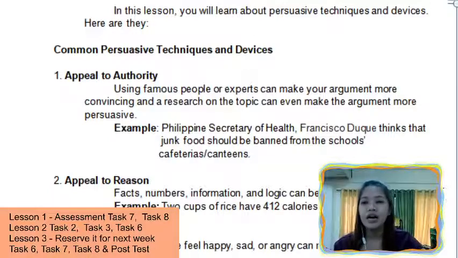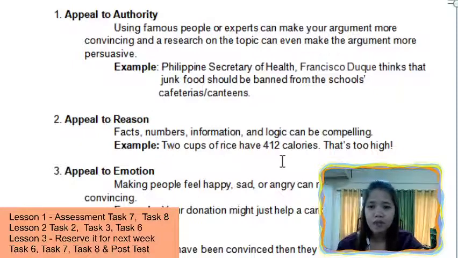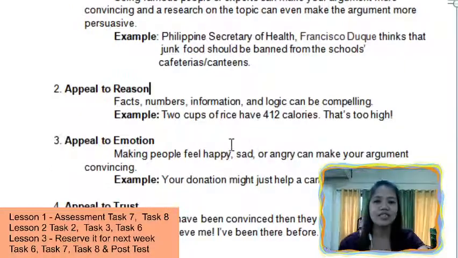I don't know any of them. Anyway, next is appeal to reason. The word reason means facts, data. It means it's based on something that is very reliable. So, example here is 2 cups of rice have 412 calories. That's too high. Okay, so if you notice, that's appealing to reason. Why? Because it is using a fact. It even counted the number of calories of rice, just like what my co-teacher does.